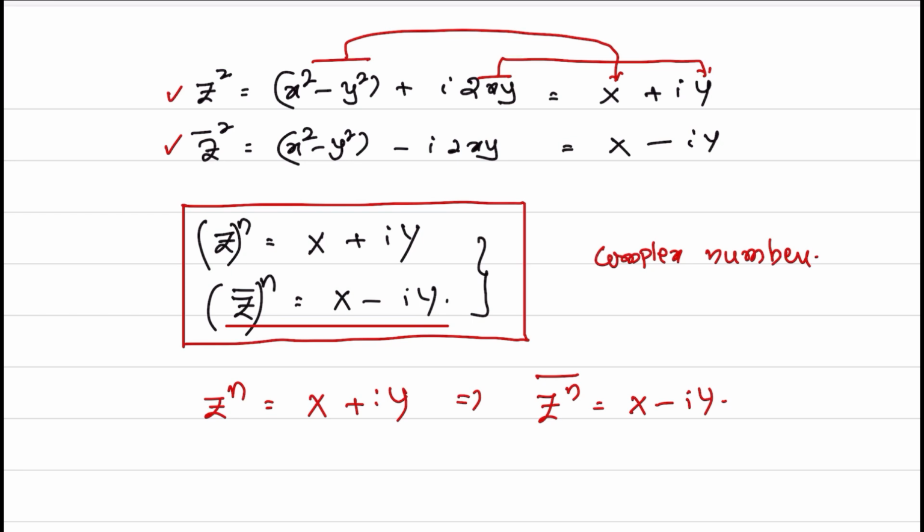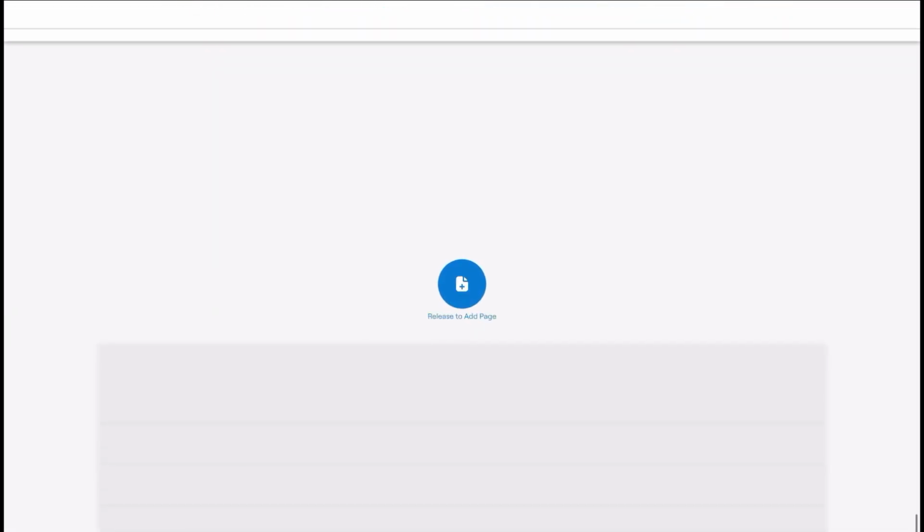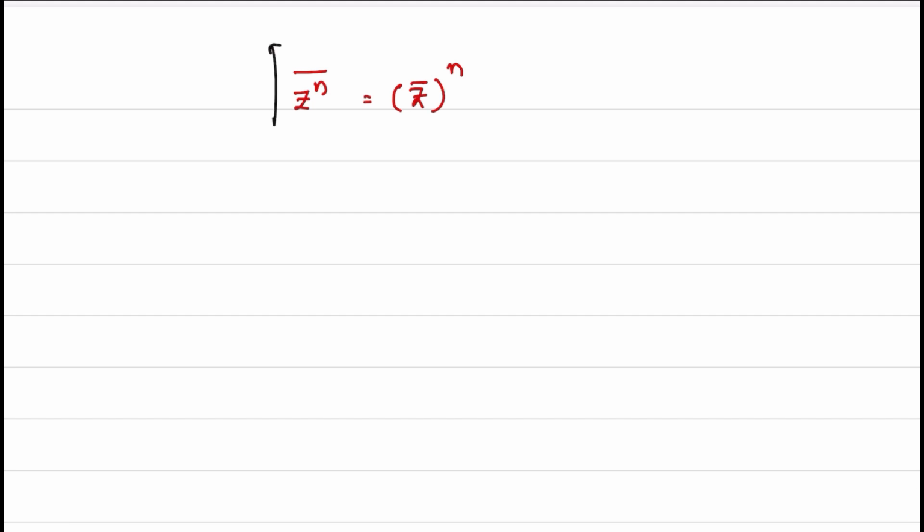You please understand the difference between these two. We have taken the conjugate, we powered it to the power of n. Here, the complex number is powered to the power of n and then the conjugate is taken. Both are same. From this, we say that z to the power of n conjugate is equal to conjugate of z to the power of n. This is our answer.